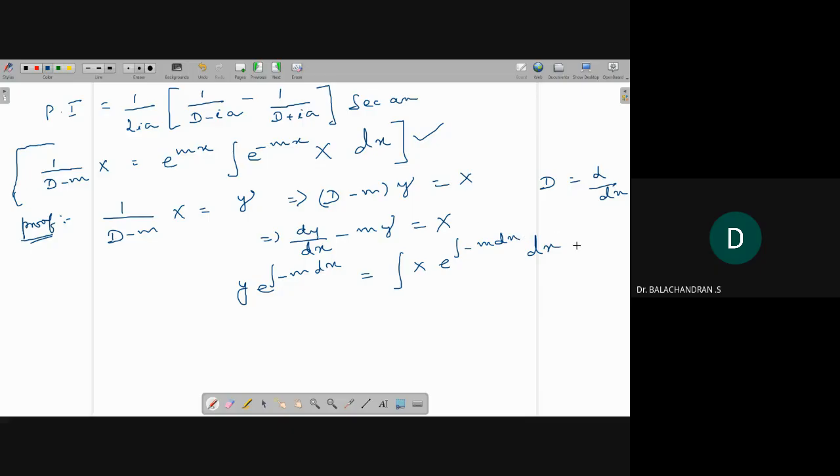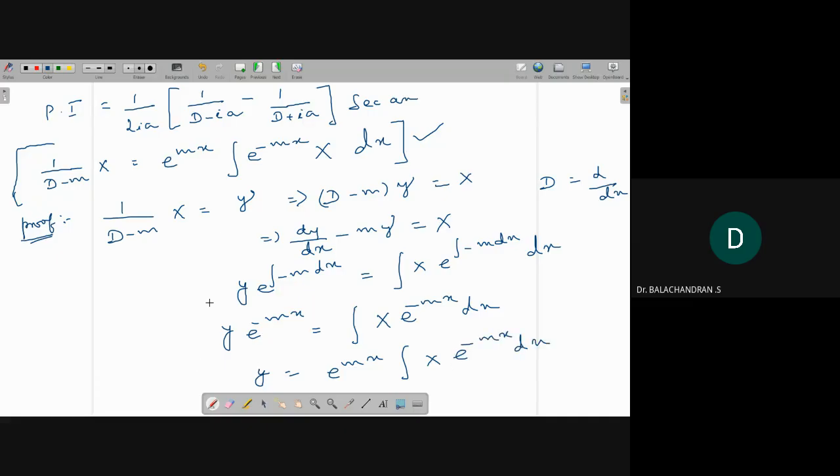Here I am not going to add c because I am actually finding a particular integral, so that's why I don't add the constant c here. So y into e power minus mx equals integral capital X into e power minus mx into dx. From this you can see what y is. y is e power mx integral capital X e power minus mx dx.